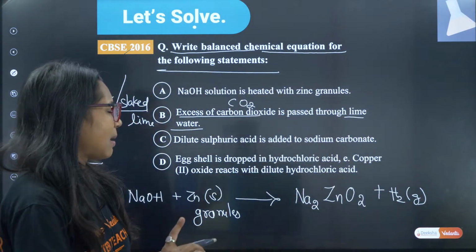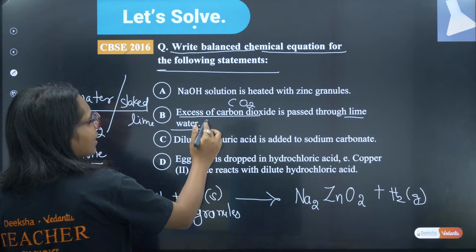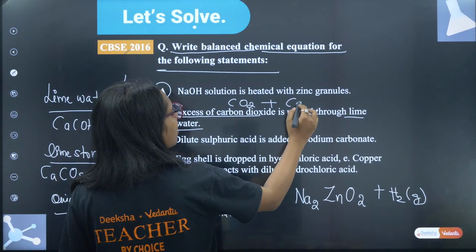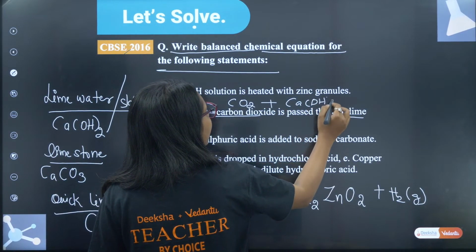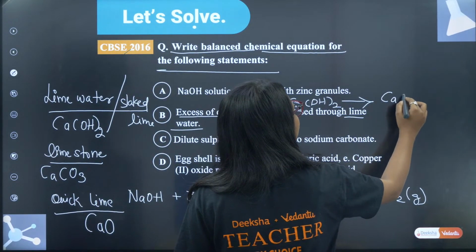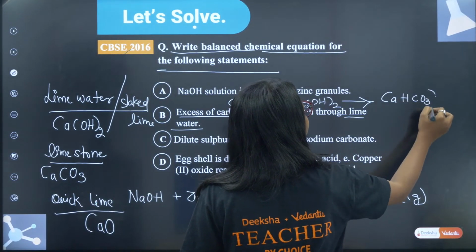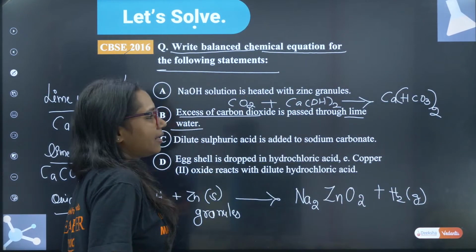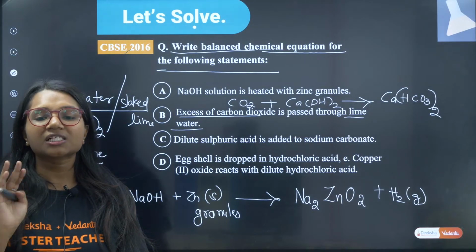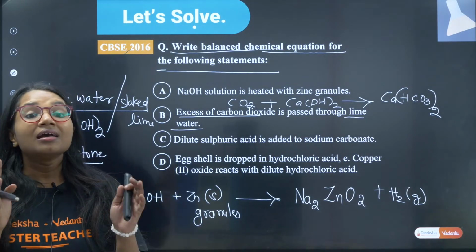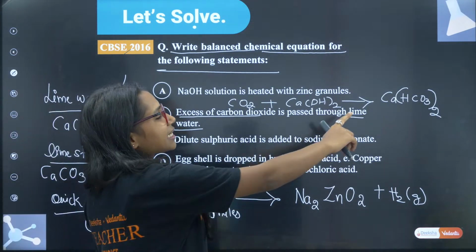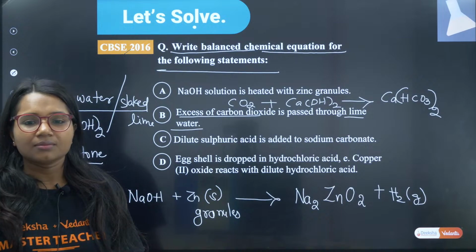Now write down this balanced equation. You have to add CO2 plus lime water. Lime water means calcium hydroxide. So you are going to get calcium hydrogen carbonate. Write down this equation again. Just listening is not enough. Take the paper, take the notebook and write down these chemical equations. This is calcium hydrogen carbonate.